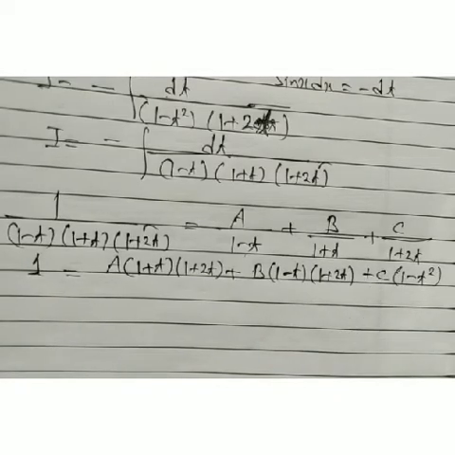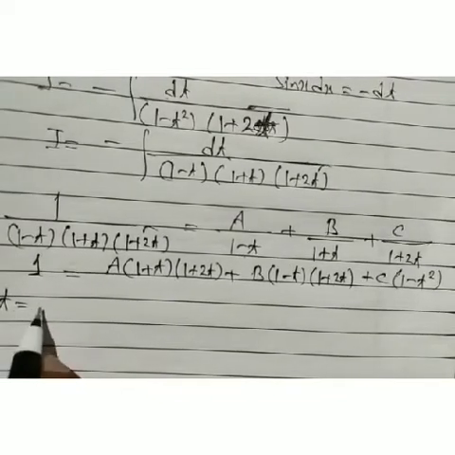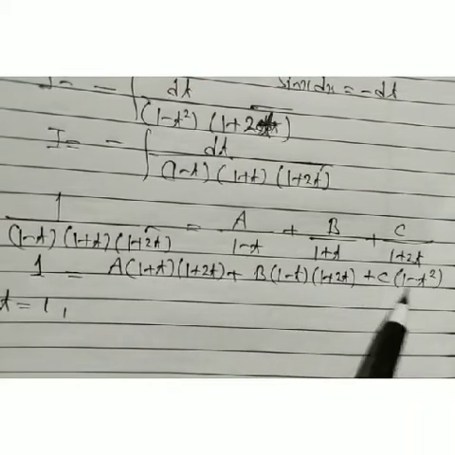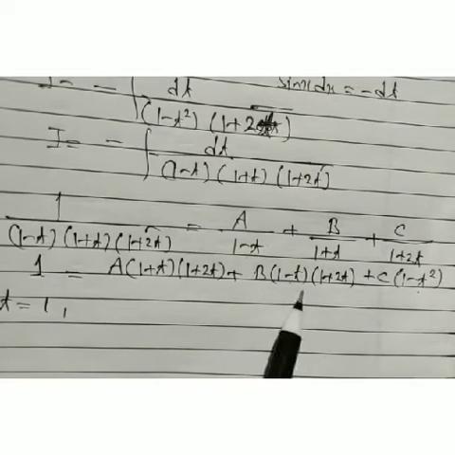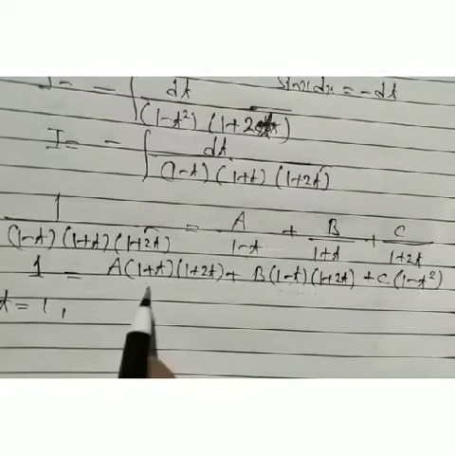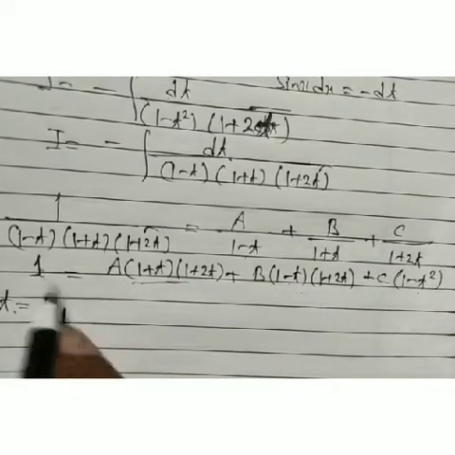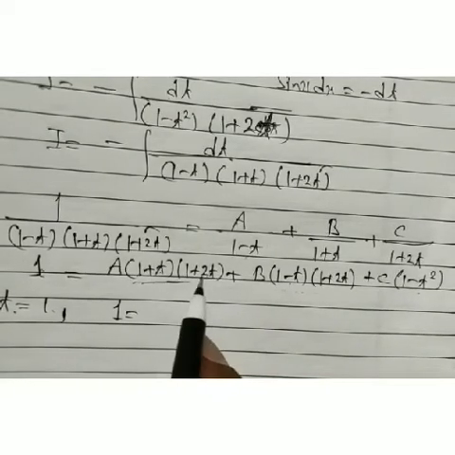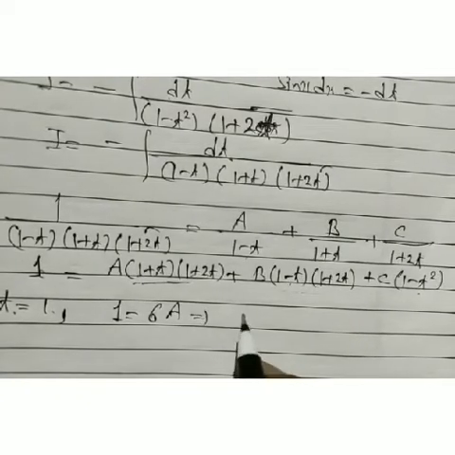We start with t equal to 1. Then this part is 0, since 1 minus 1 is 0, and this part is also 0. We have just this part. When we put t equal to 1, here is 1, and here we get 1 plus 1 is 2 and 2 plus 1 is 3, so we get 6a is equal to 1. Then the value of a is 1 by 6.